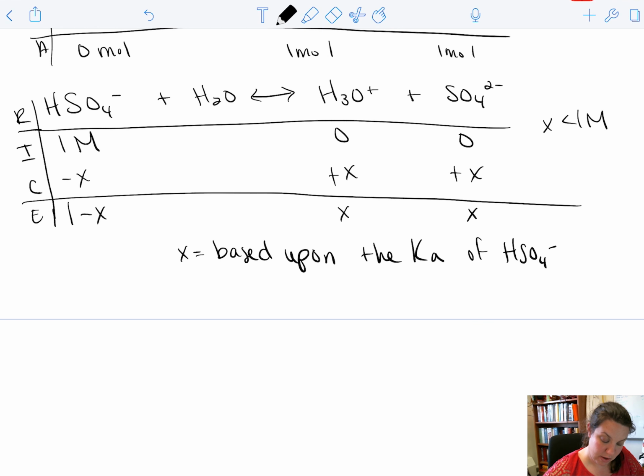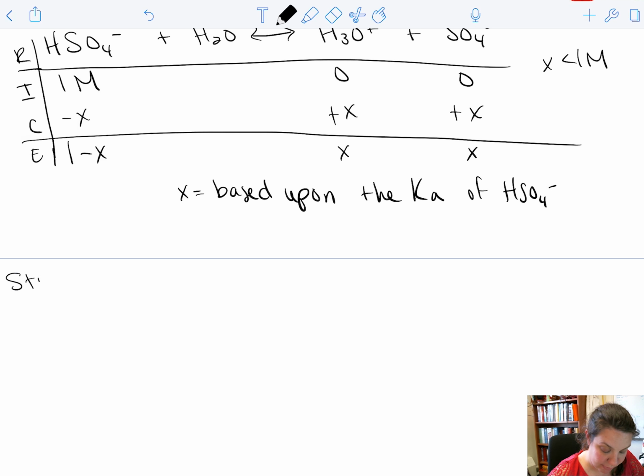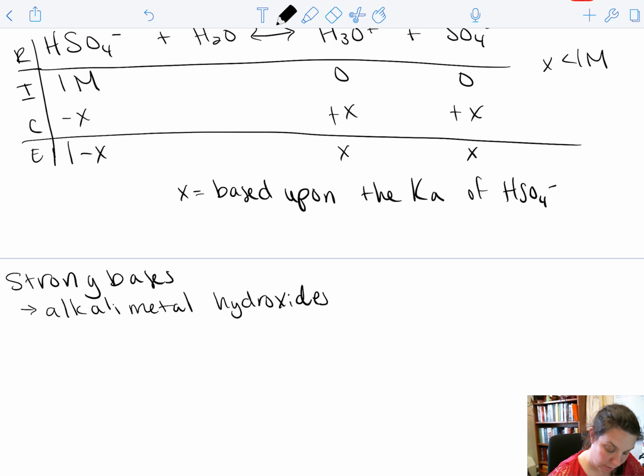Okay. We have some strong bases that I want you to memorize as well. Strong bases are a little bit easier. So we have our alkali metal hydroxides, such as lithium hydroxide, all the way down to cesium hydroxide. These are all considered strong bases.